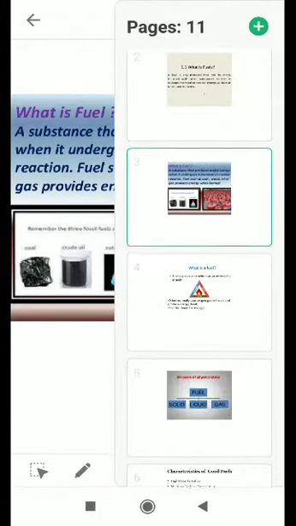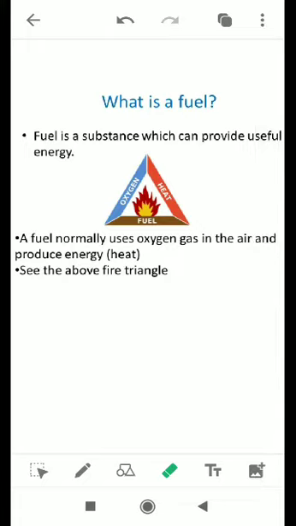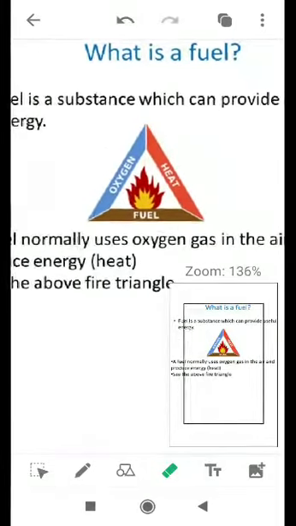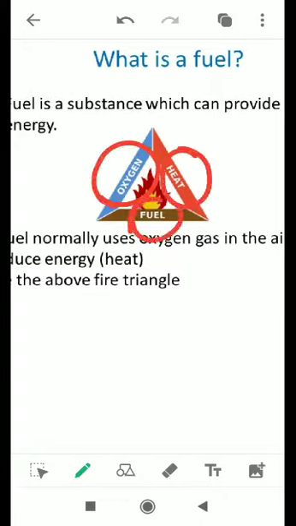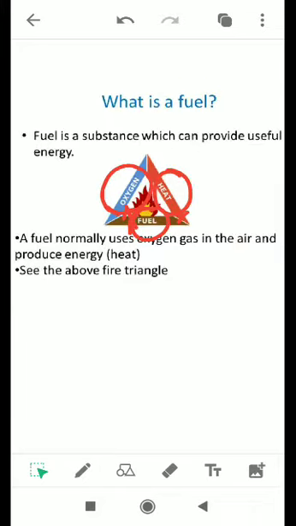So, what other things are required for the fuel? Let us see this fuel triangle. Fuel is a substance which can provide useful energy to us. For burning, it requires oxygen, and it gives out heat. So this is called a fuel triangle. A fuel normally uses oxygen gas in the air and produces heat. Or you can say this is a fire triangle.